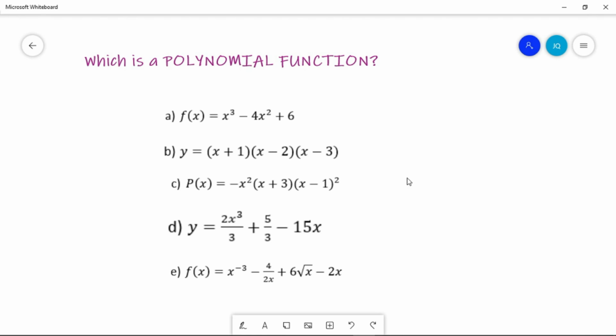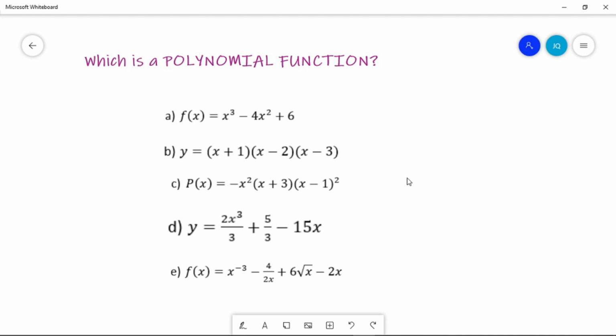Is it A, f of x is equals to x cubed minus 4x squared plus 6, B, y is equals to the quantity of x plus 1 times the quantity of x minus 2 times the quantity of x minus 3, letter C, p of x is equals to negative x squared times the quantity of x plus 3 times the quantity of x minus 1 squared. Letter D, y is equals to 2x cubed over 3 plus 5 third minus 15x. And lastly, E, f of x is equals to x to the power of negative 3 minus 4 over 2x plus 6 square root of x minus 2x. So which do you think is a polynomial function? Is it A, B, C, or D, or E?